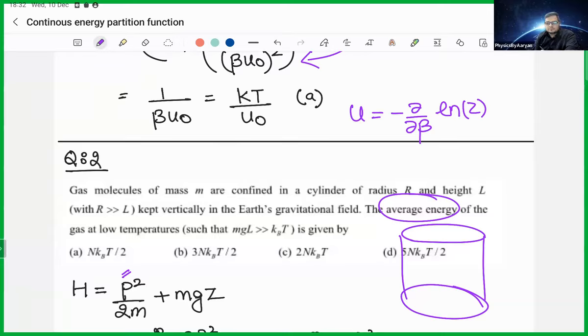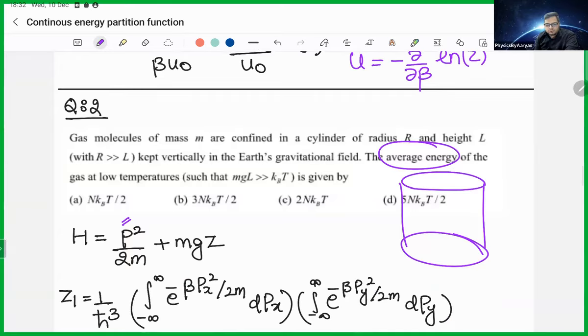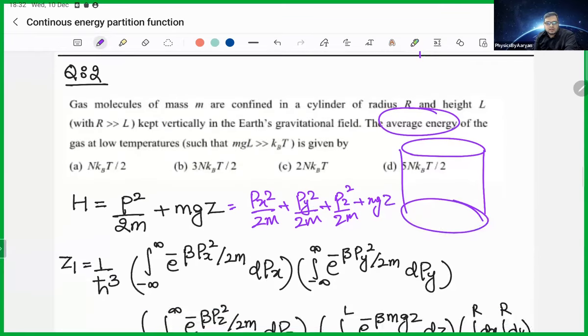Yeah, 3D. Right? You are in a cylinder, so you can move in any direction. But potential energy is one-dimensional because it is only mgh. So this p square by 2m can actually be written as px square by 2m plus py square by 2m plus pz square by 2m. So basically the problem that I am solving is a three-dimensional problem, not a two-dimensional problem.